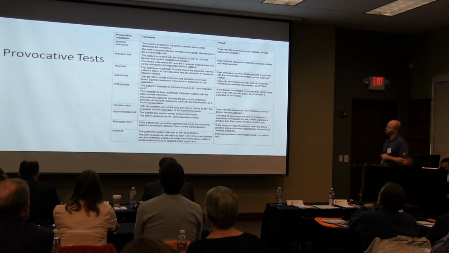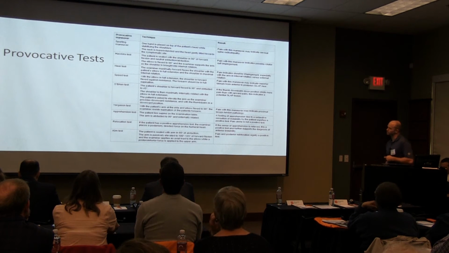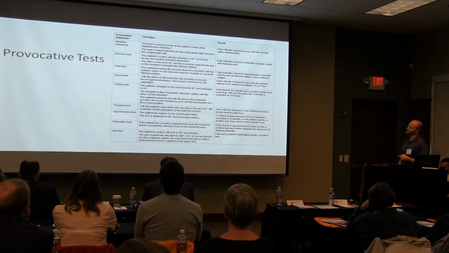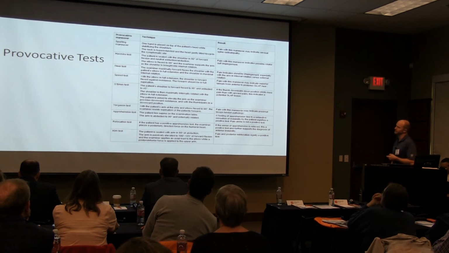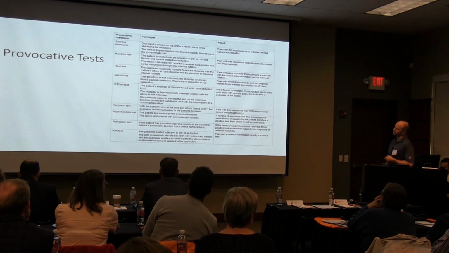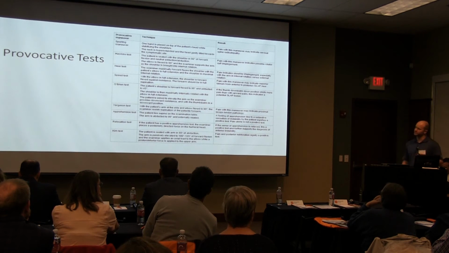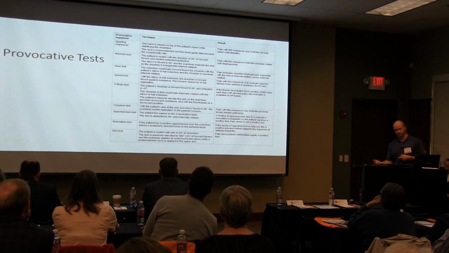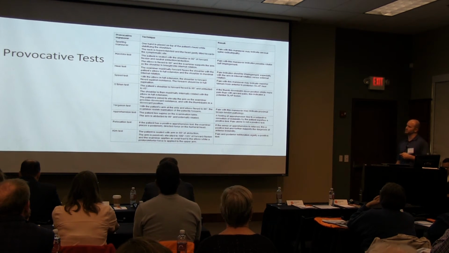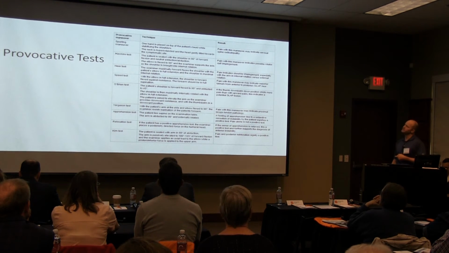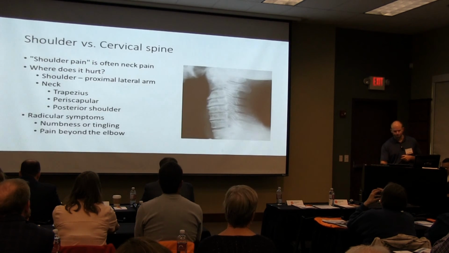This is a long list of provocative tests. We won't go through all these. There's a whole bunch of them. Neer and Hawkins tests are some of the more commonly used ones, which are the impingement tests seen in patients with rotator cuff tendonitis. Speed's test and Yergason's test are used for the biceps. Yergason's is actually one when positive, which is basically resisted supination of the forearm. When that's positive, normally they're going to have a biceps problem, but it rarely is positive. We'll talk about O'Brien's test a little bit later, which was another one that I frequently use.